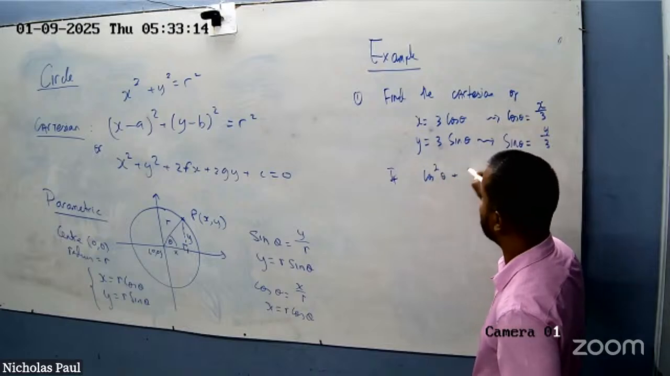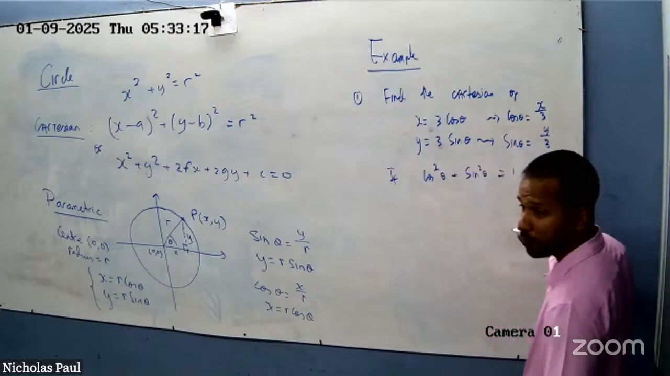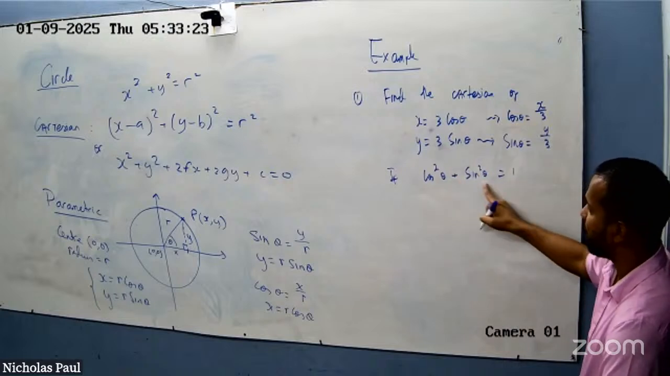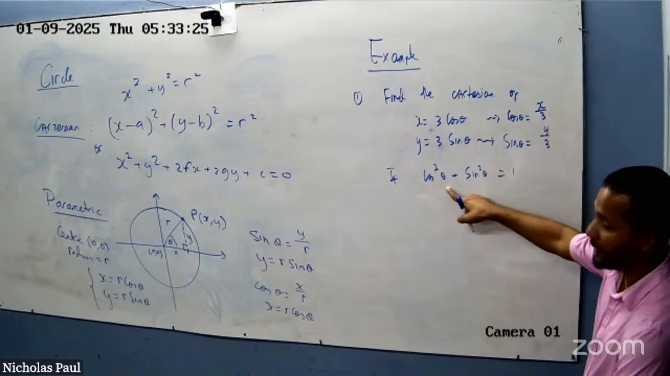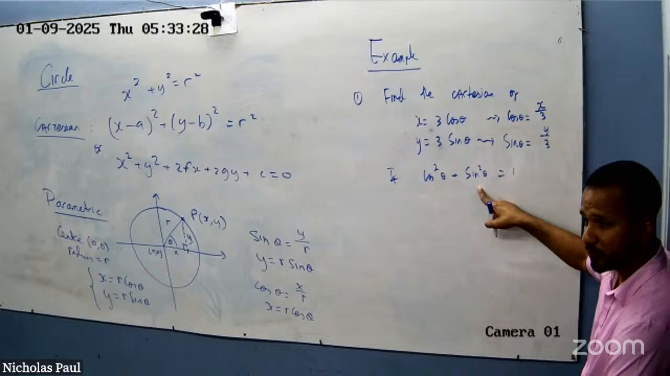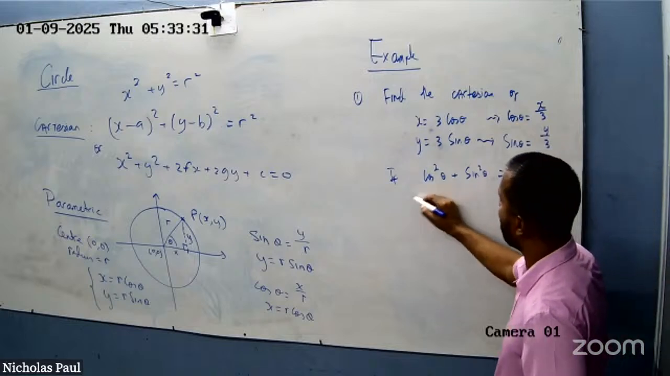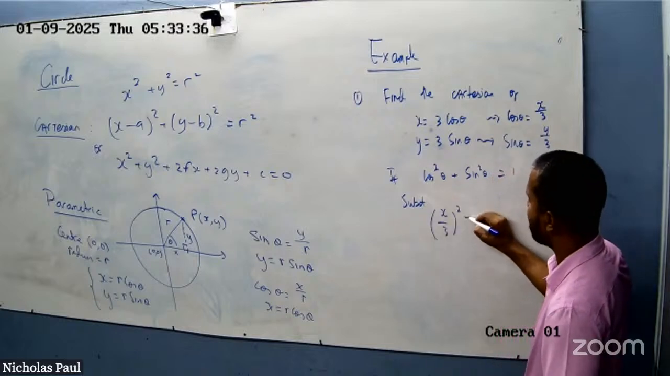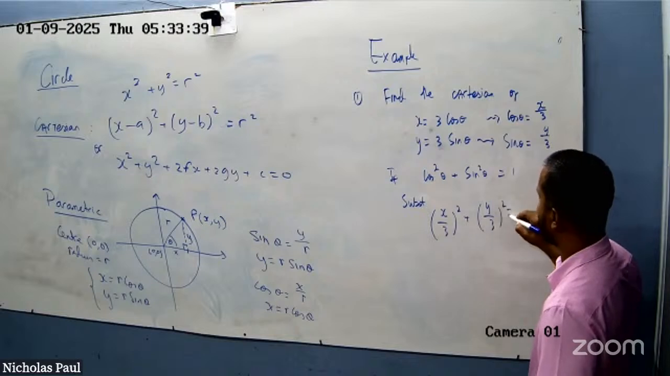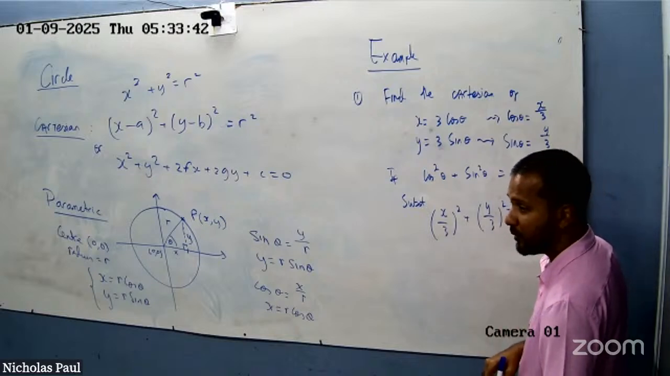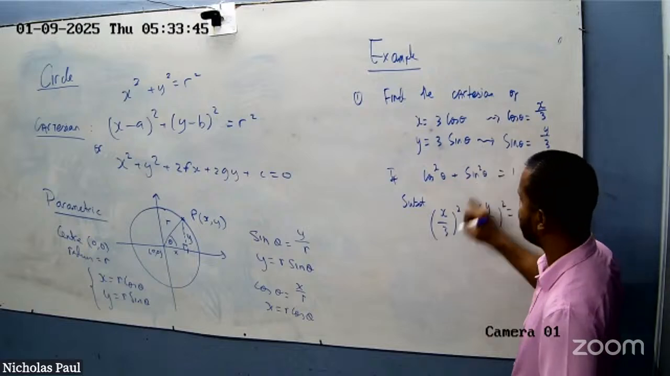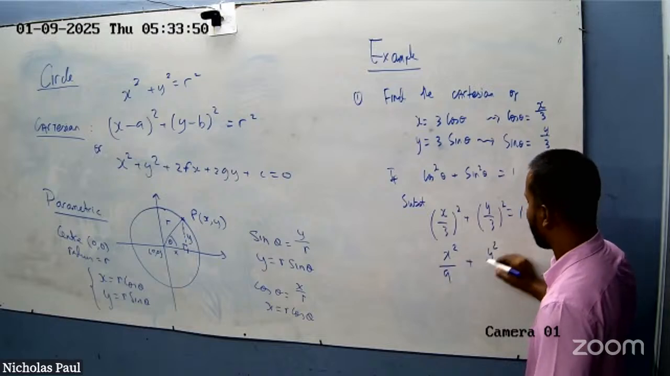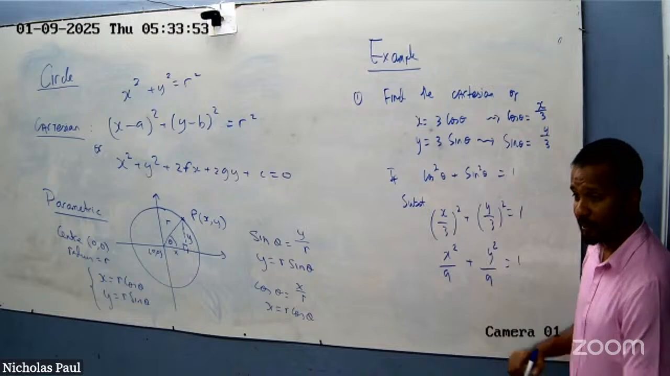So if we remember that cos squared theta plus sin squared theta is 1, we could take this and put it in here. If we substitute, you're going to get x on 3 squared plus y on 3 squared is equal to 1. So if we substitute cos theta and sin theta, it'll look like this, and you'll be left with x squared on 9 plus y squared on 9 is 1. Does it look like a circle?